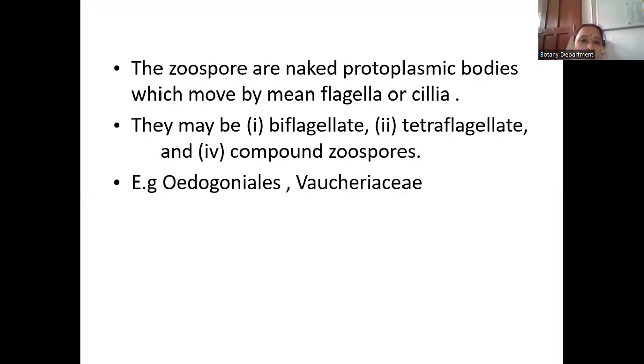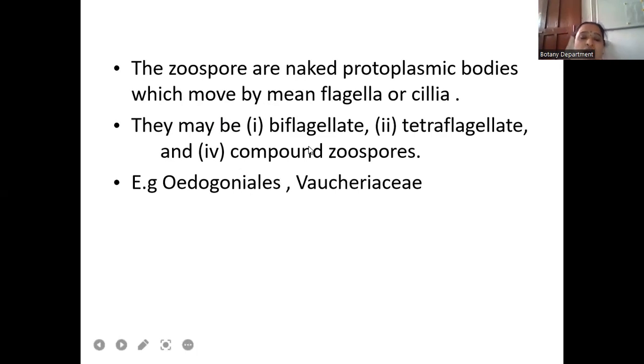These zoospores are naked protoplasmic bodies. Flagella may be present, or cilia, but don't write cilia here. Most important here is the flagella. These flagella may be biflagellate, second tetraflagellate, and compound zoospores also. The main important point: zoospores are biflagellate, tetraflagellate, and compound zoospores. The best examples: Oedogonium and Vaucheria.